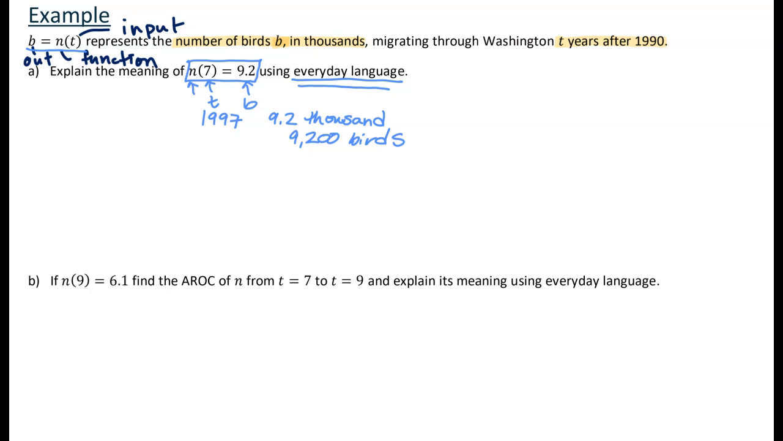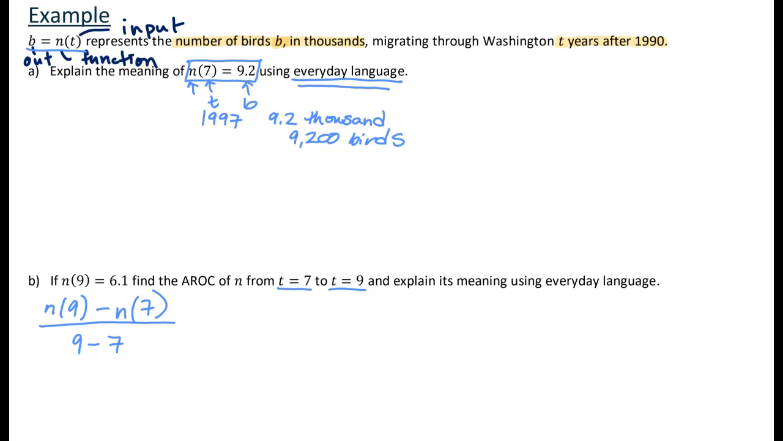Part B is asking me to find an average rate of change from t equals 7 to t equals 9. So we can even refer back to the formula. It says plug the 9 into your function, so f of 9, but we're really calling our function n. So we want n of 9 minus, plug the 7 into your function, n of 7, over 9 minus 7. That's how it would look in function notation.